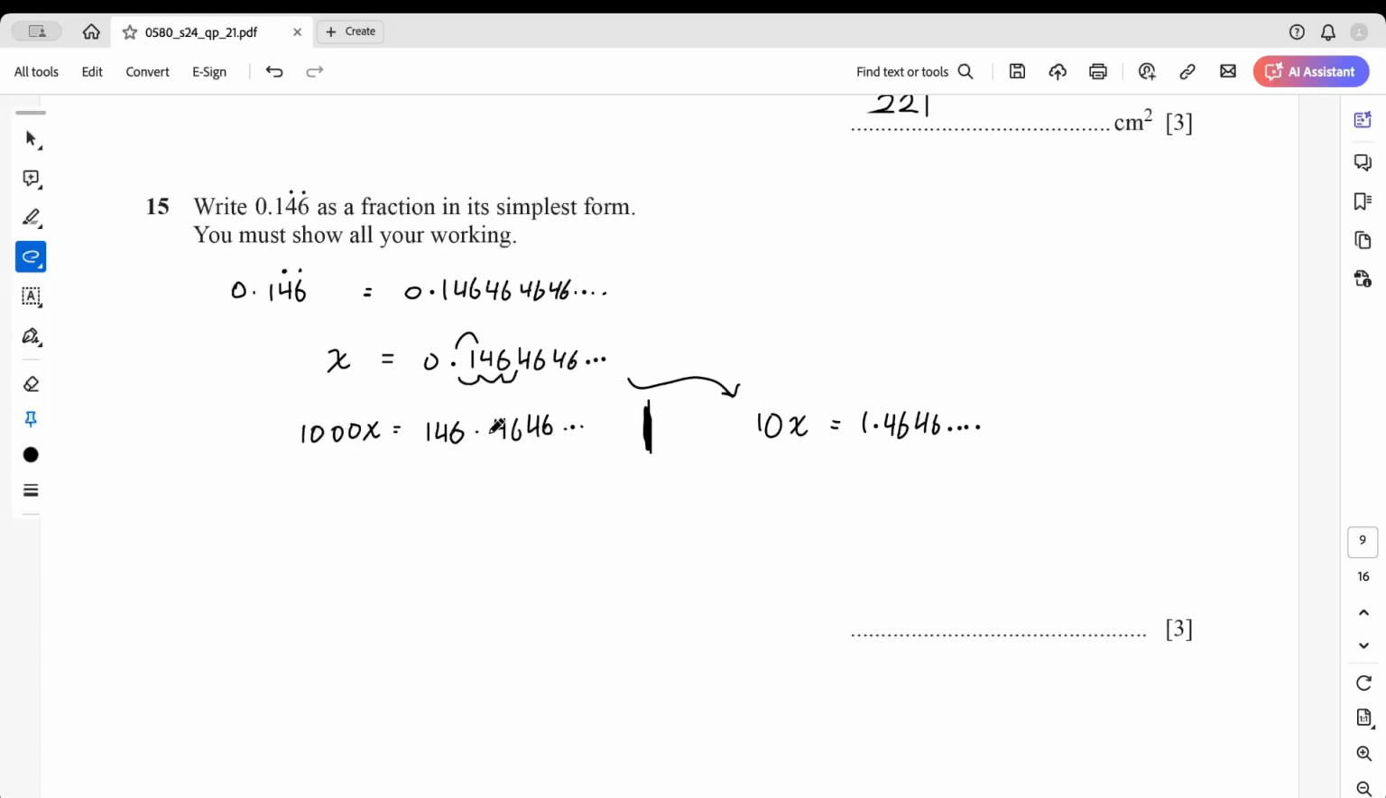So now I have these two: 1000x equals this value and then 10x equals this value. You can observe that both of these have the decimal of 464646 recurring. So I can actually subtract. So 1000x minus 10x, I just get 146 minus 1, because all of these decimals cancel out when I subtract them. So over here I get 990x equals 145, in which case solve normally for x, 145 over 990.